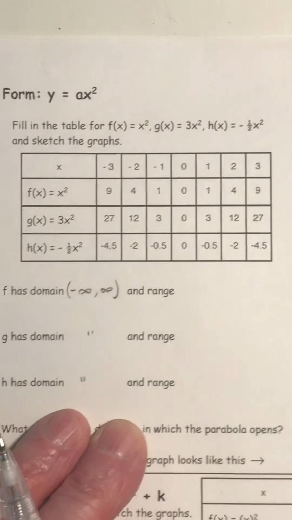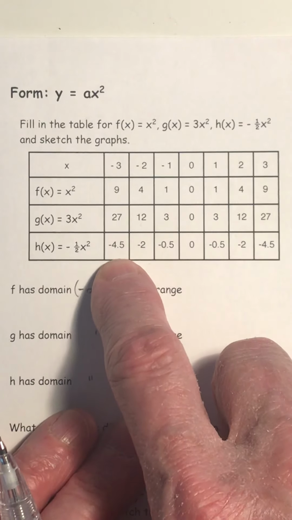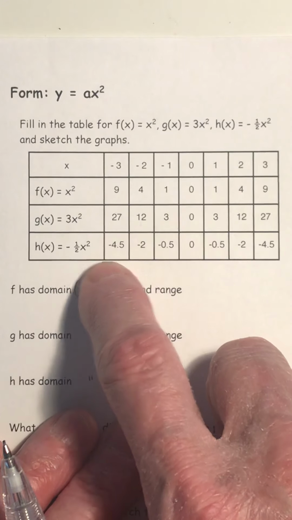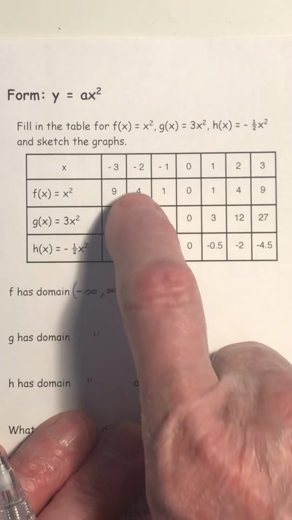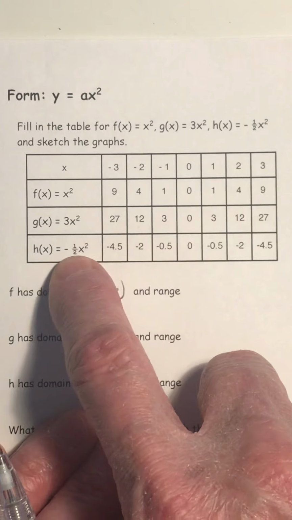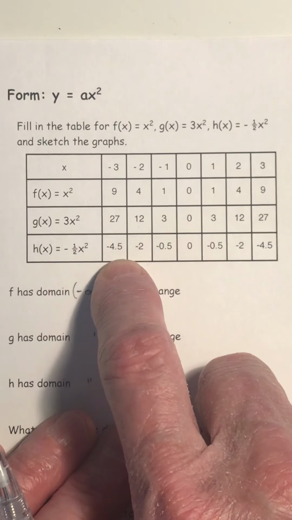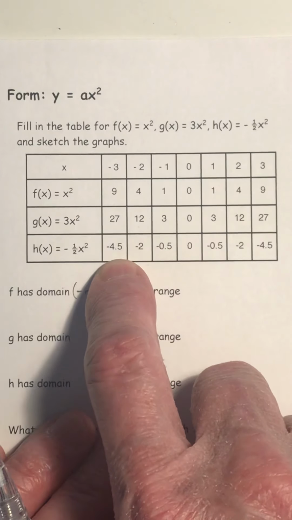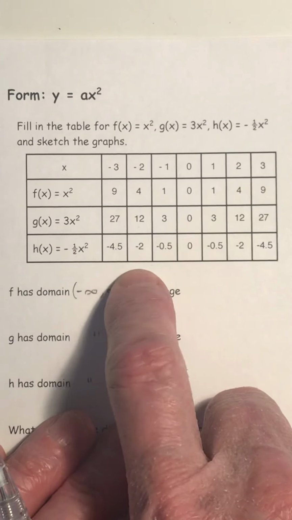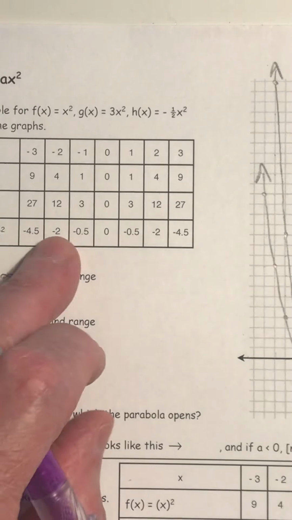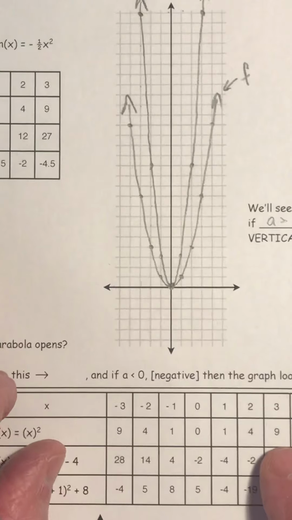What happens with the next one? Negative a half times x squared. Well, again, you start by squaring the x value, and then you multiply it by negative a half, which is the same as changing the sign and cutting it in half, or dividing it by 2. So I'll read off the table over here.